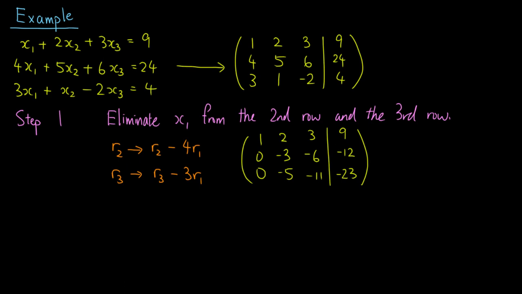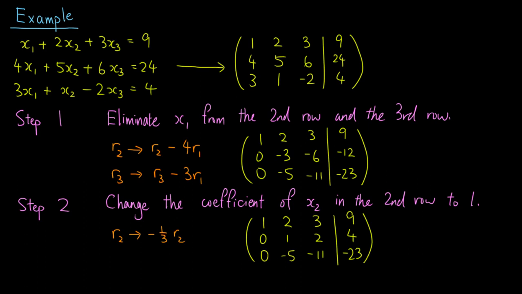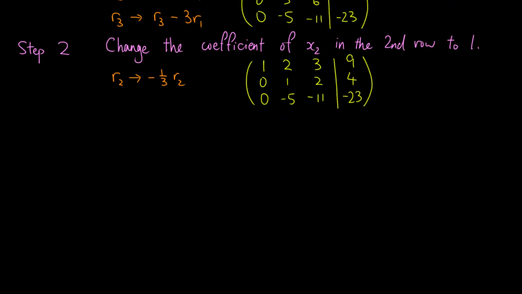Observe that the first number in the second and the third rows are both 0. In other words, x1 is eliminated from these two rows. The second step is to change the coefficient of x2 in the second row to 1, and we can do so by multiplying the second row by negative 1/3. We get the following augmented matrix, and indeed, the second number in the second row becomes 1.